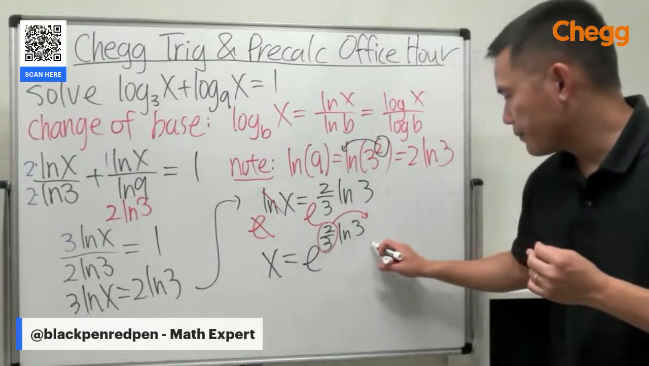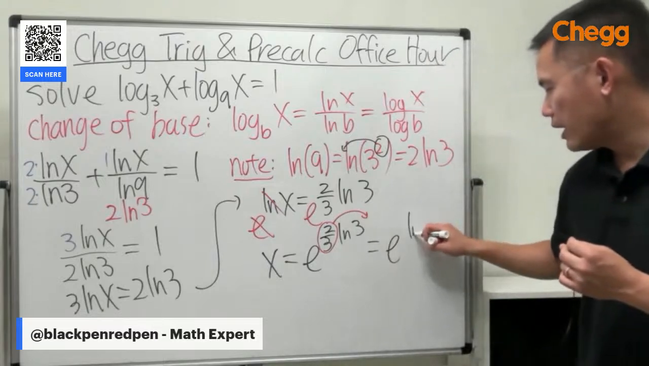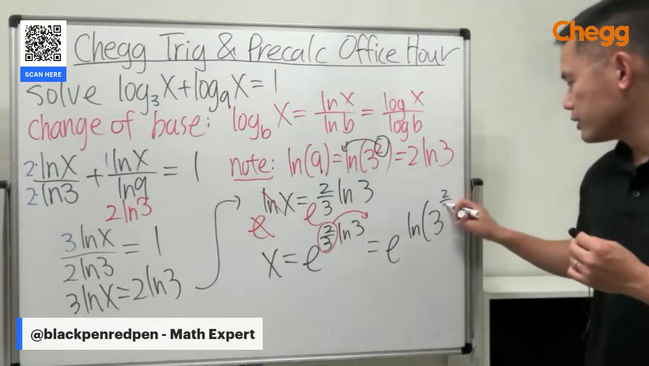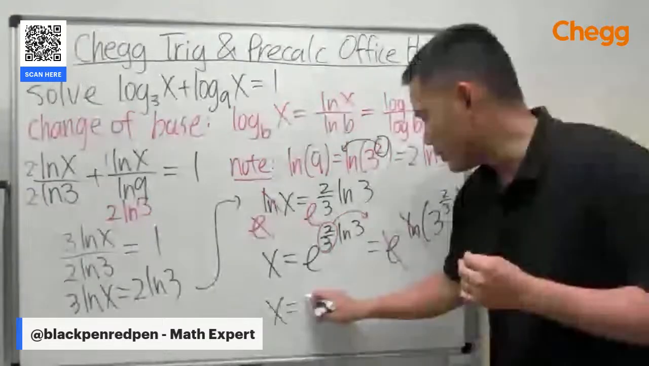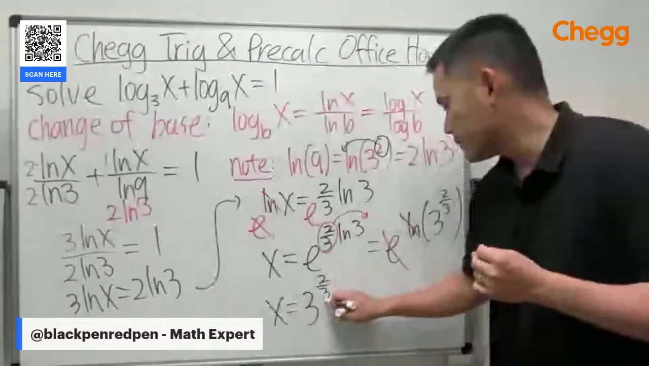So we get e to the ln 3 raised to the 2/3 power, and you can cancel this out. So finally, x is equal to 3 to the 2/3 power.